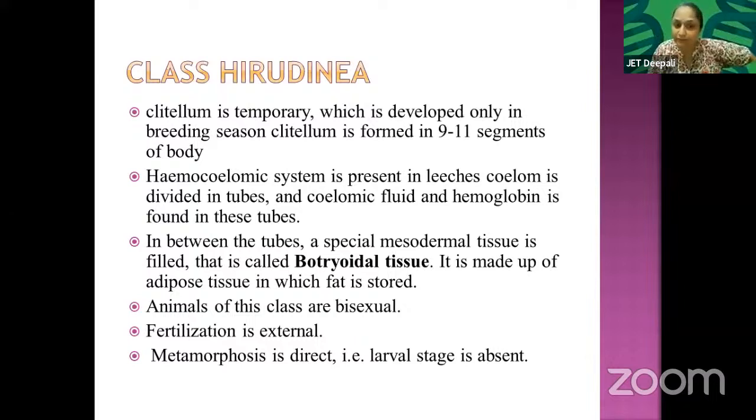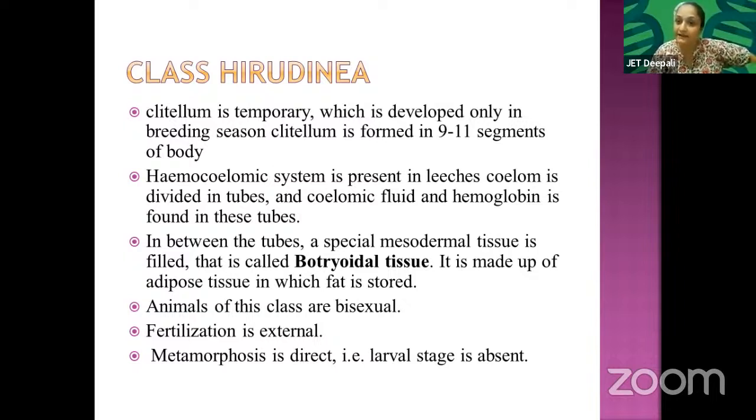It is made up of adipose tissue in which fat is stored. So one more question. Botryoidal tissue stores what? Protein, carbohydrate, fat. Botryoidal tissue is made up of what kind of tissue? Cartilage, yellow elastin fibers, adipose tissue, or white elastin fibers. So you have to pick adipose tissue. Questions are framed like this only.